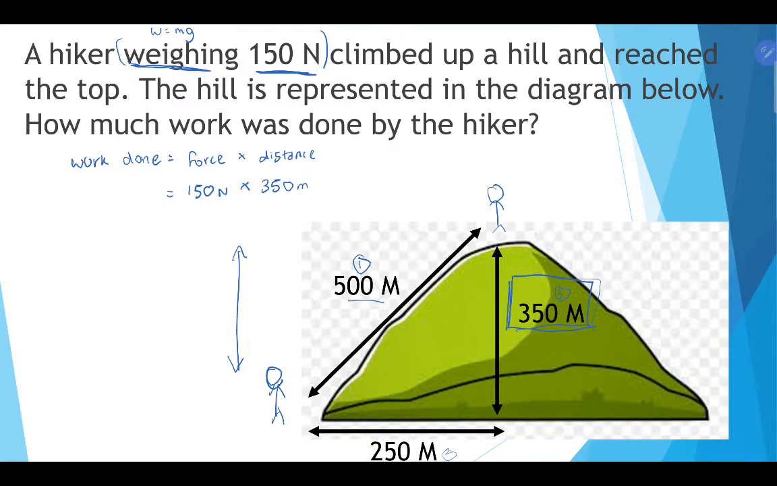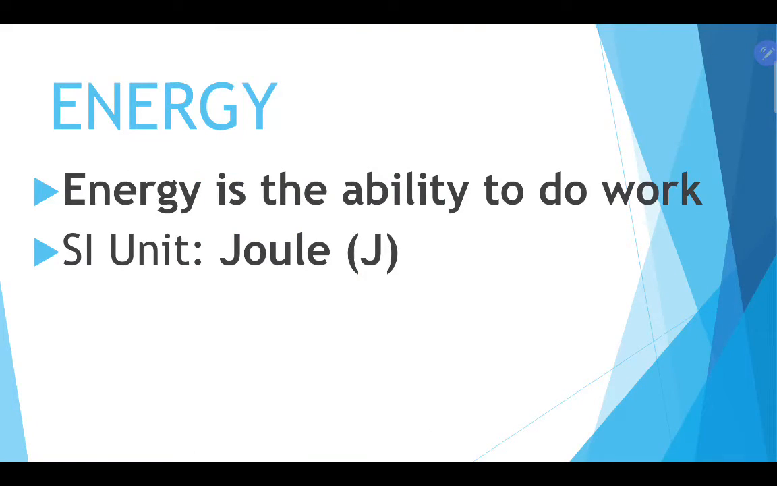So force was 150 newtons and the distance is 350 meters. Just put that into your calculator and you should get 52,500. Again, the unit for work done is joules, and that's your answer. Okay, so the distance you use is the distance where the force is moving. So you pick that distance. Those were some examples of how to use the equation for work done.